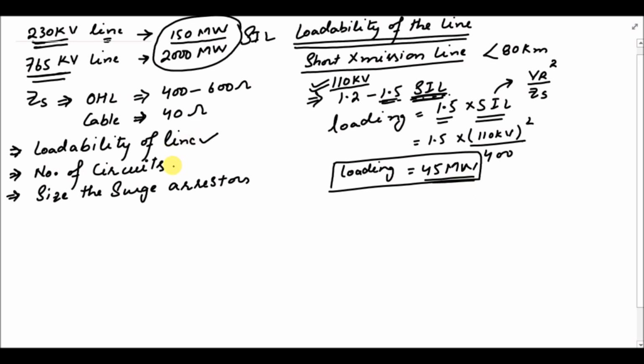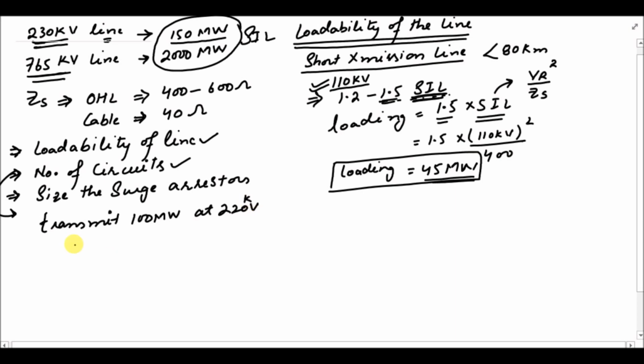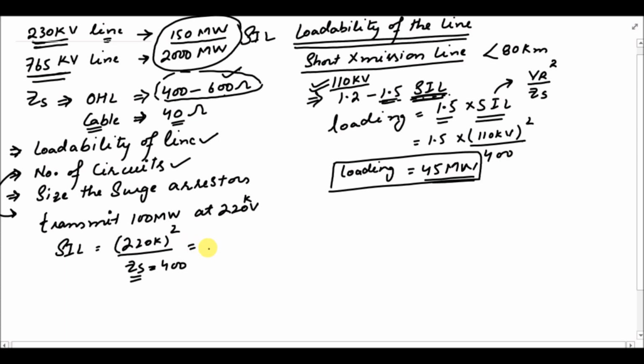Then the second thing is that we can also calculate how many circuits can be used in a transmission line, so we can make a decision on the number of circuits. Now suppose we have to transmit 100 megawatt power at 220 kilovolt. The surge impedance loading will be equal to 220 kilovolt square divided by Zs, and for this Zs we can have any of the values between 400 to 600. I'm assuming it is equal to 400 ohms if it is an overhead transmission line, but if it is a cable you will use 40 ohms. So the surge impedance loading value for this transmission line will be equal to 121 megawatt. So the capacity of the line is enough, so you can use a single circuit.